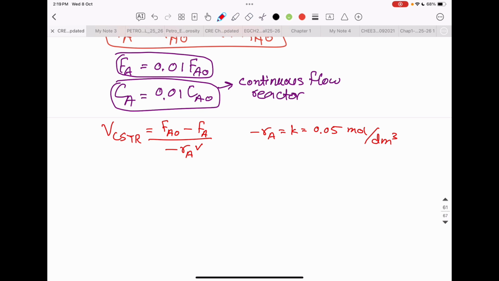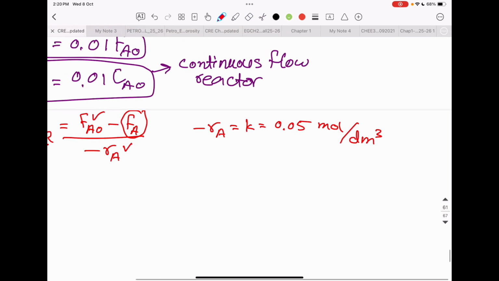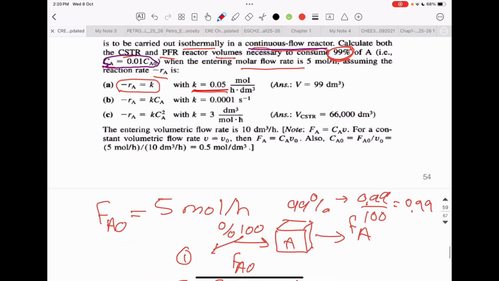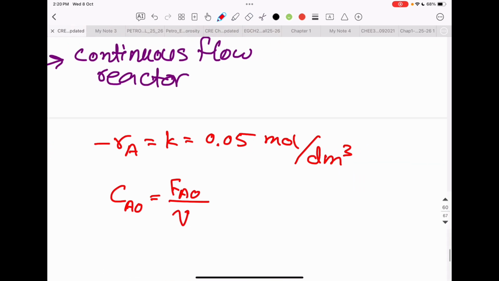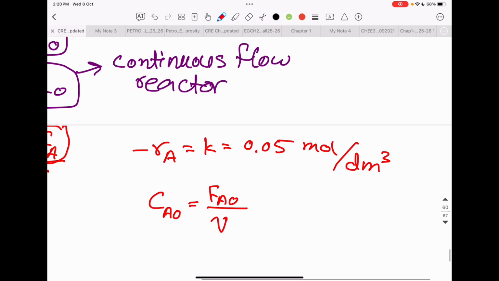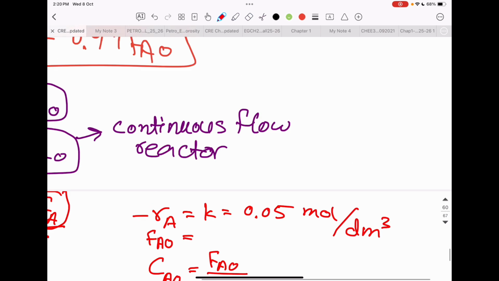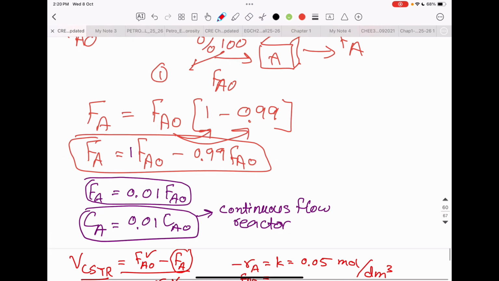We have minus RA, we have FA naught, but we do not have FA, and we should calculate VCSTR. So how can we do it? I will put the given things here. So we know that the concentration is equal to FA naught over the volumetric flow rate. So then it's given that FA naught is equal to 5 mole per hour.